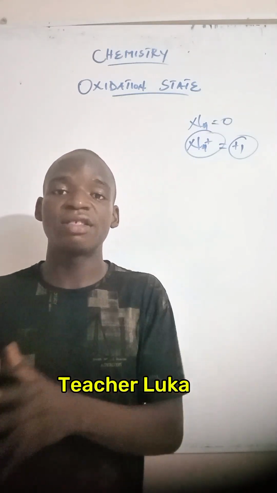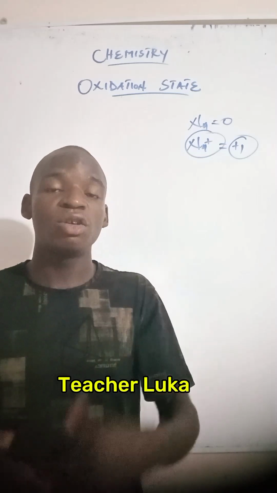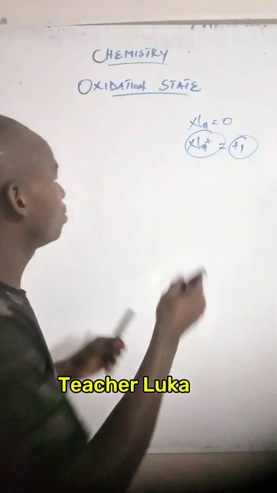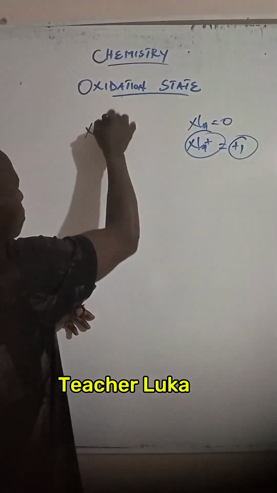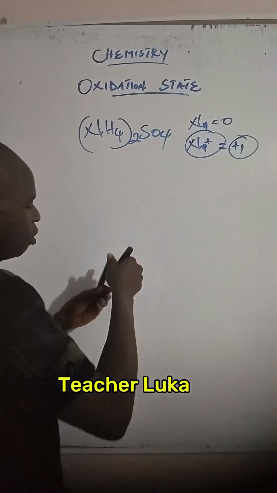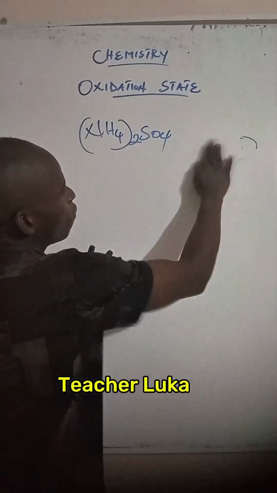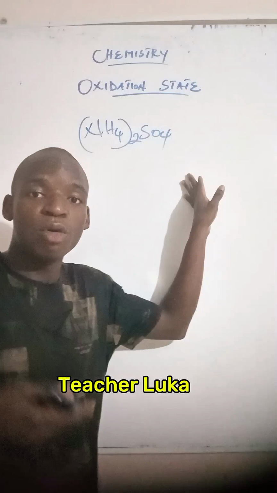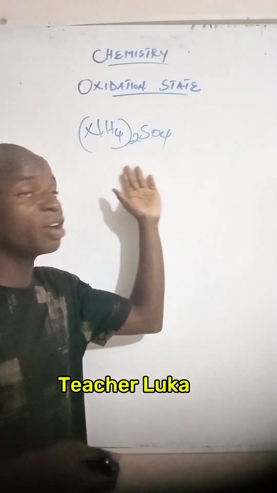In this video, we will be learning how to identify and determine the oxidation numbers of elements in compounds. The oxidation state of elements in compounds. Now, the first compound we're starting with is this. Most students confuse the interpretation of this compound, and this is actually a very simple compound.